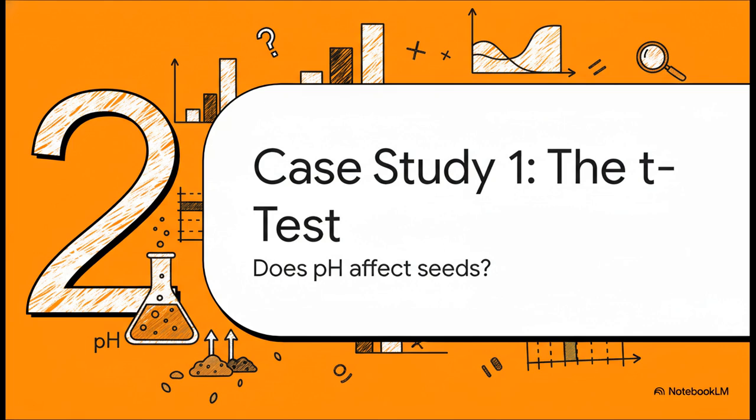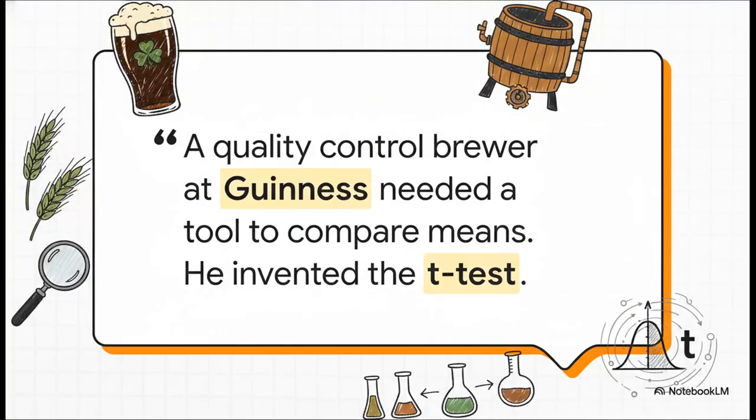Okay, so let's see this whole idea in action with our first tool. It's called the t-test. We're going to use it to answer a pretty simple question. Does the pH level of soil actually affect how many seeds sprout? And here's a fantastic piece of trivia for you. The t-test was actually invented by a guy named William Gossett while he was working as a brewer for Guinness. Yep, he needed a reliable way to check the quality of small batches of barley. So you can thank good beer for great statistics.